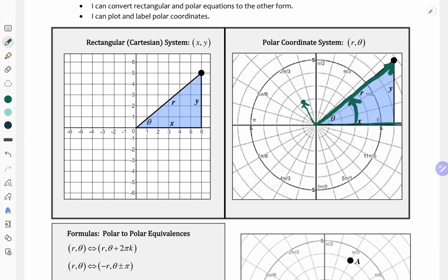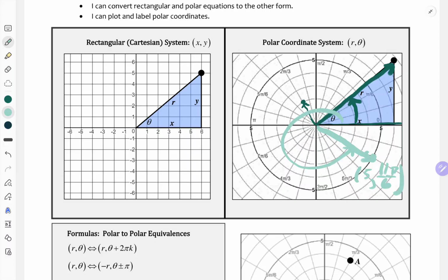Let's say I have a point right here. I could say my theta goes around this way to 11 pi over 6. Then I go out, and I just count the units out to that point: 1, 2, 3, 4, 5. I would call that point 5 for my r, 11 pi over 6 for my theta, and that's it. So 5 comma 11 pi over 6.